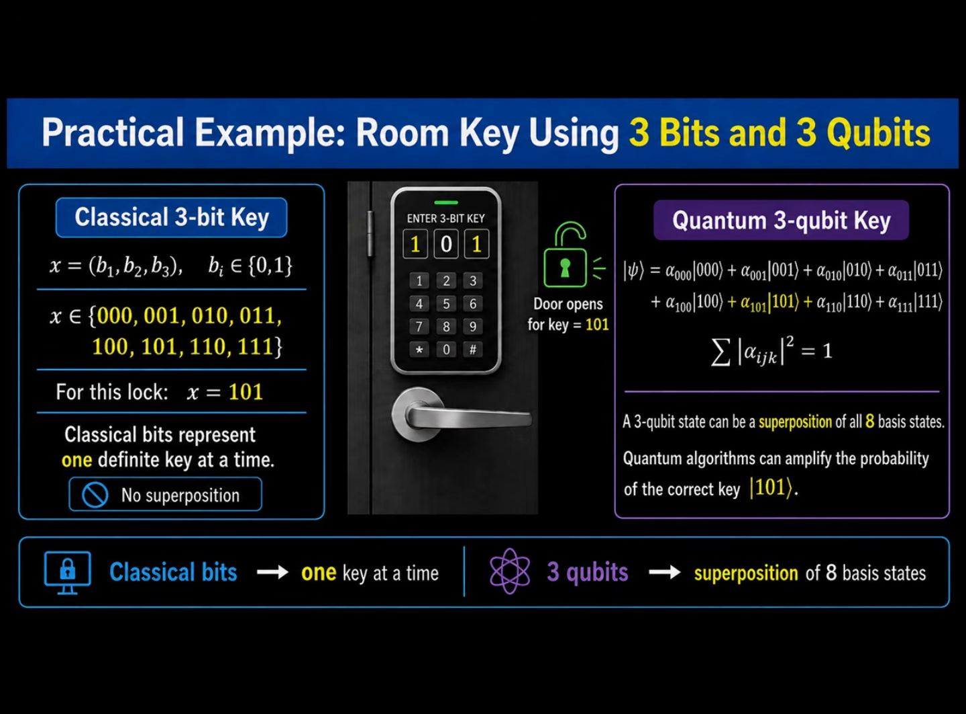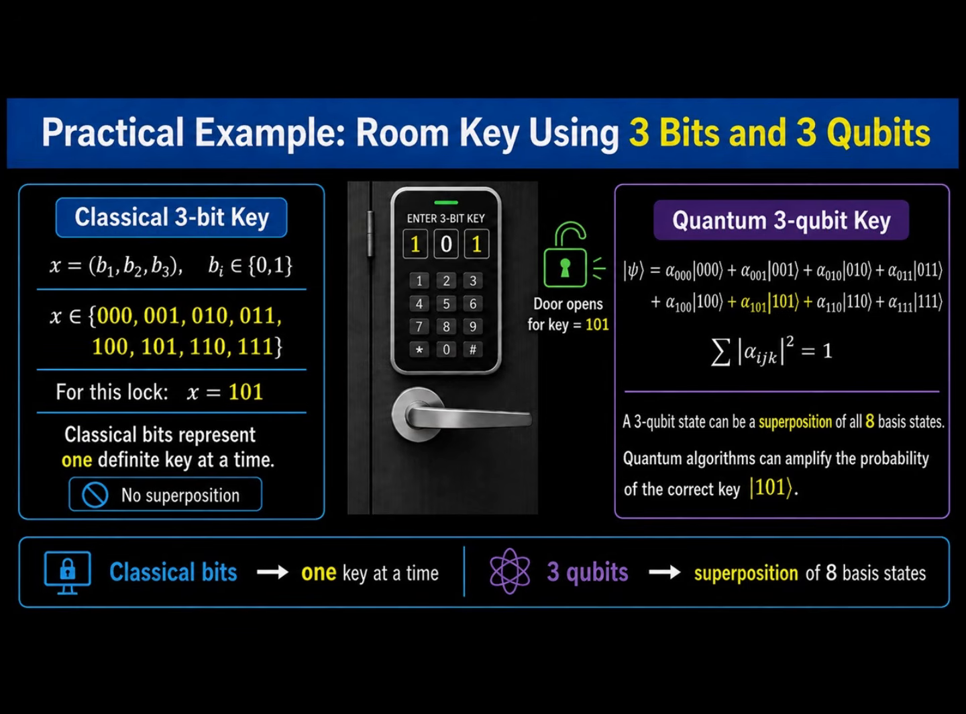On the right side, we see 3 quantum qubits. A qubit is different from a classical bit. It can exist in a superposition of 0 and 1. So, 3 qubits can represent a combination of all 8 basis states together. The equation shown here tells us that the quantum state is a combination of |000>, |001>, |010>, |011>, |100>, |101>, |110>, and |111>. This is the basic idea of quantum parallelism.